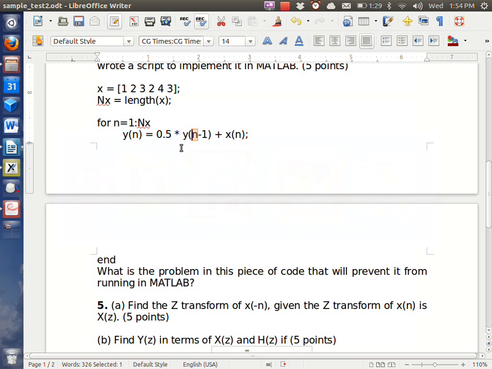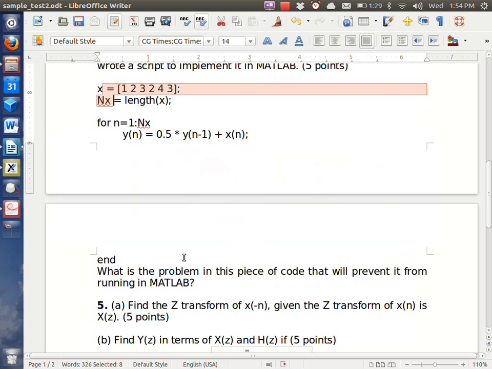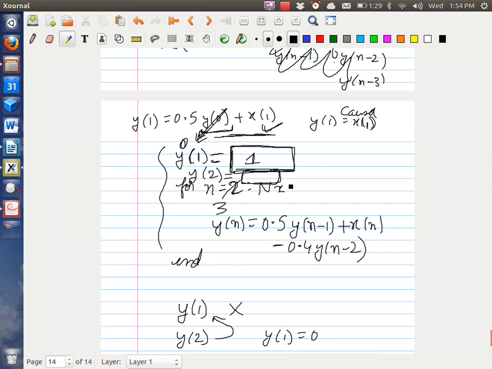But for this problem, you were just asked, what's the problem? So you just say the problem is the index is becoming 0 at n equals 1. On the exam, whatever we talked about today, you get it. So something related to that. So make sure you understand this.